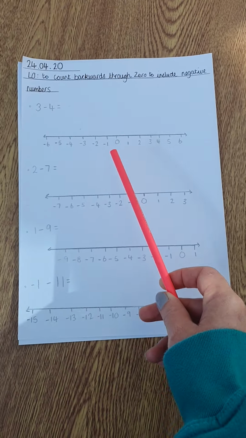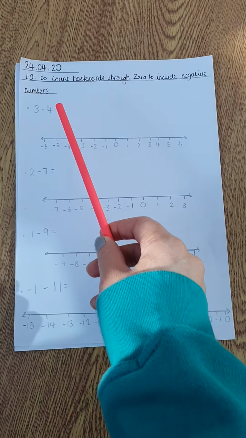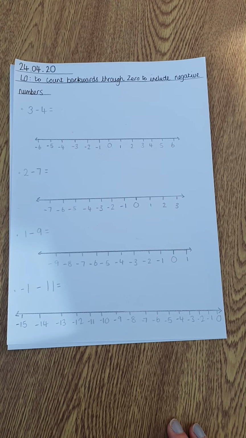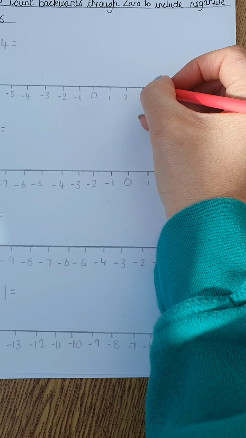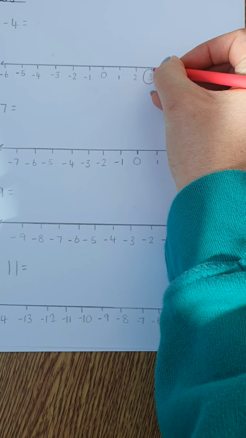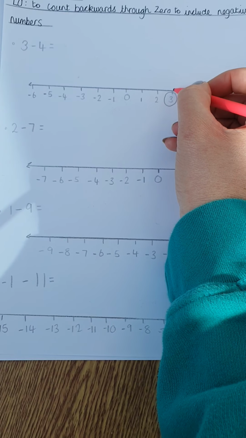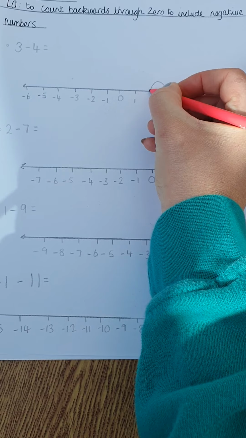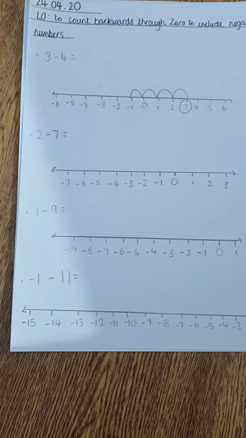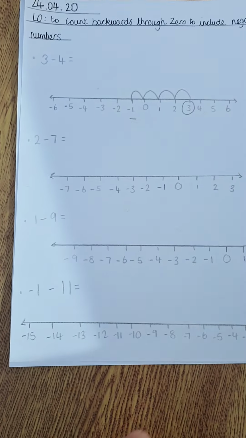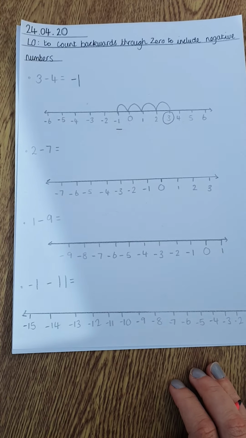Okay, so I'm just going to do a couple of examples just to model to you what I want you to do in today's work. So our first question is 3 minus 4. So we're going to start on 3 here. I'm just going to circle it so you can see we're going to minus 4. So that is just taking 4 away. So if we count back, 1, 2, 3, 4. Really easy, we've landed on minus 1. So that is our answer, minus 1, because we've counted back 4 steps.